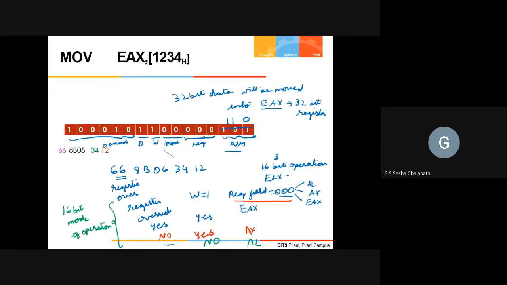If I'm using a 32-bit mode of operation, then what will happen in that particular case? MOV EAX, 1234H. Right? So in this case, let us see what will be the machine code for this particular instruction.